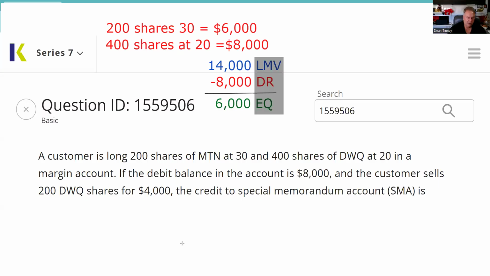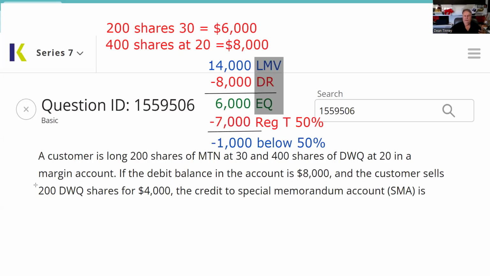So that's our classical margin equation. That's how it sits right now. The customer sells 200 shares for 4,000. So now we're going to do what's called a mark to market. By the way, we should recognize that right now we are below 50%. There's no new rule. 50% of 14 is 7. I want to see if perhaps you have excess equity so I can lend you some more money. But here, as we compare it to Reg T, you're below 50%.